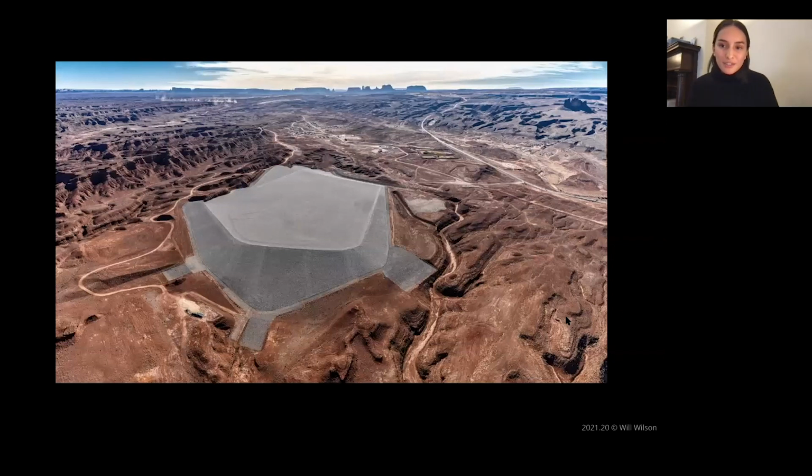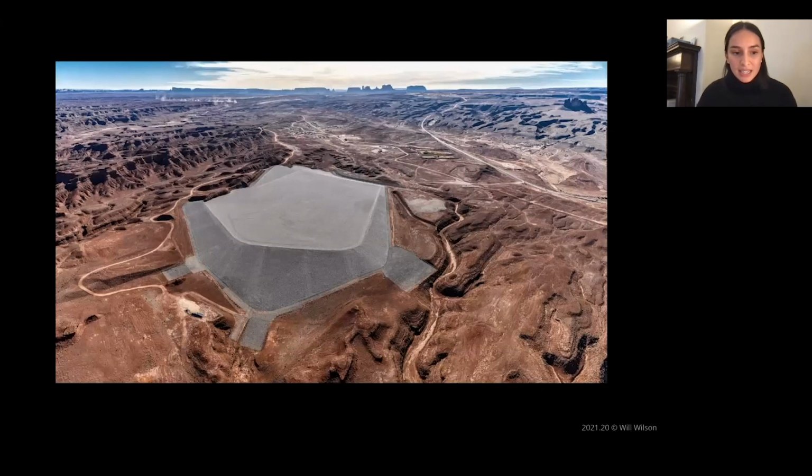So before I go any further, can anyone tell me exactly what we're looking at or where we are? Awesome, yeah. So someone pointed out Monument Valley, someone said waste storage, mining, all of those are correct.